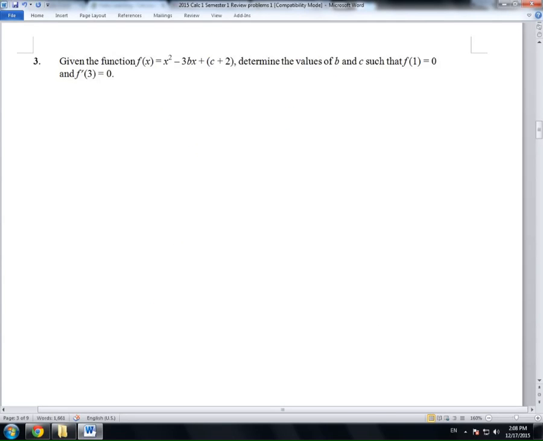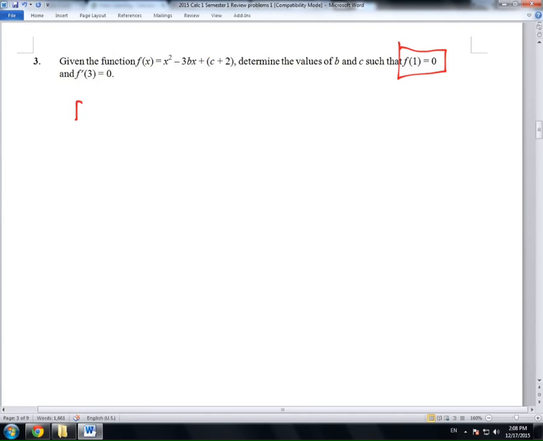So, moving on. In this problem, we have a function, and it's a quadratic function, f of x equals x squared minus 3bx plus c plus 2. Now what we have to do is remember to treat 3b as if it's a regular coefficient like 7 or 25. C plus 2 is another single constant number. It's grouped together. Anyway, what we know is f of 1 equals 0. And we know f prime of 3 equals 0. So that's all we have to go on.